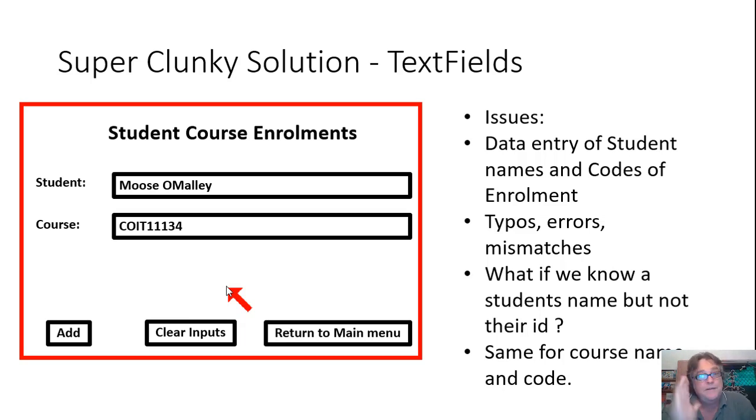So you can see this way, things get very clunky very quickly, just allowing the user to enter these values. Even if you said all they can enter is the course codes and student IDs, it would still get very clunky. How can you remember what a student's ID is? How can you remember what a course code is?